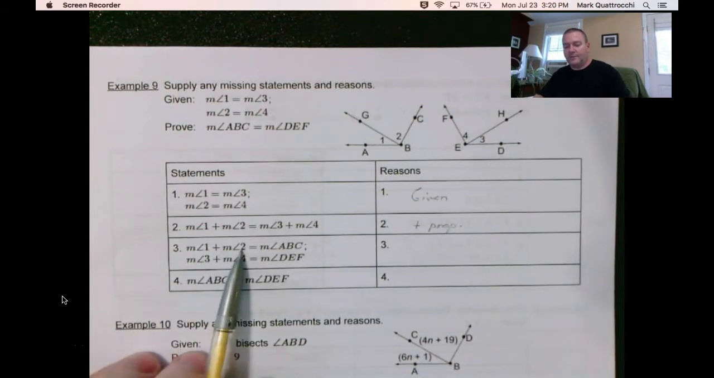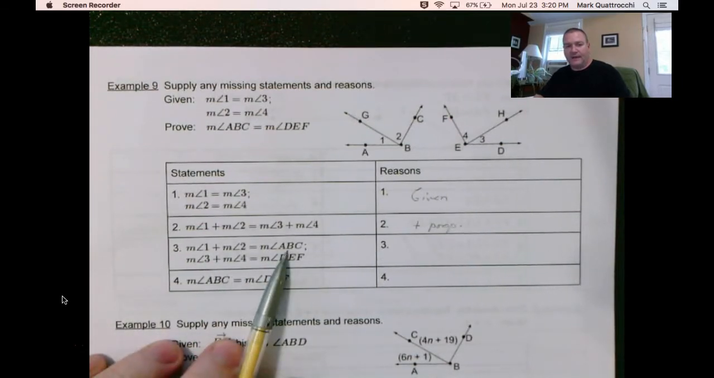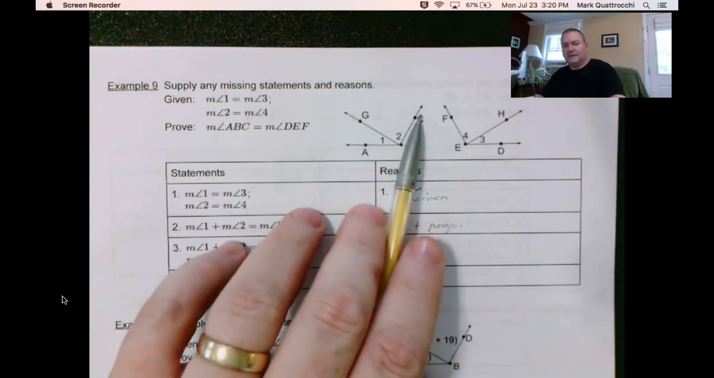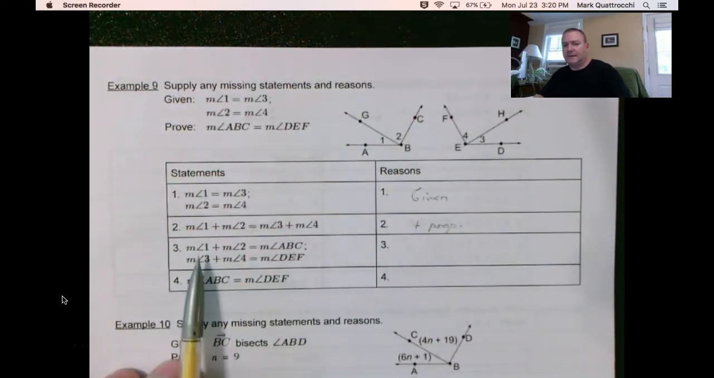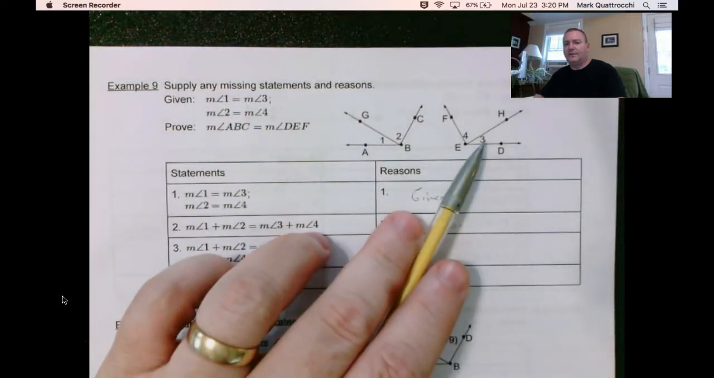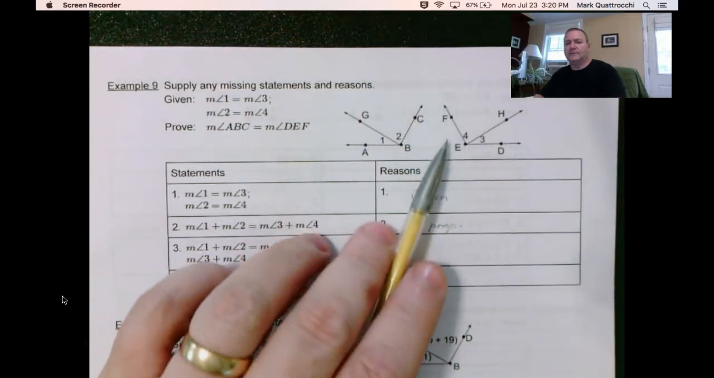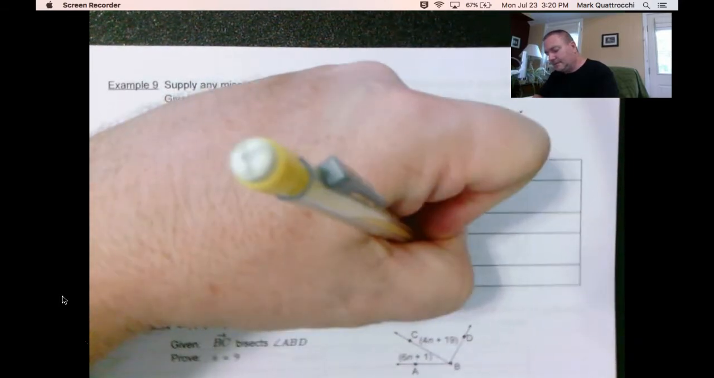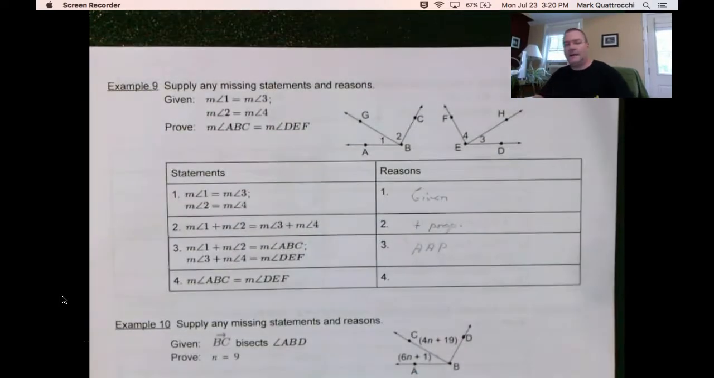The measure of angle 1 plus the measure of angle 2 equals the measure of angle ABC. Angle 1 plus angle 2 equals angle ABC. Looks legit to me. Angle 3 plus angle 4 equals angle DEF. That is the angle addition postulate. AAP.